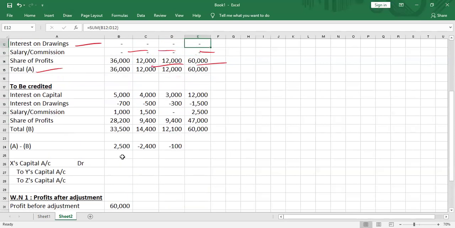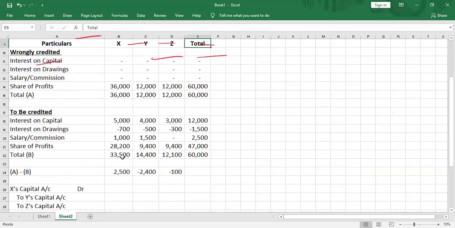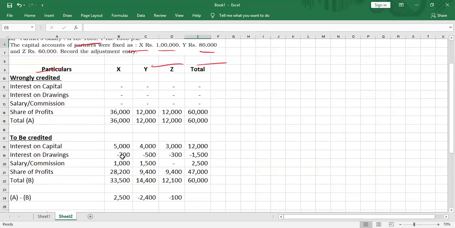Now after I do that, I do the total of B. Total of A is 36,000, 12,000, 12,000. Total of B is 33,500, 14,500, and 12,100. For X, he was wrongly credited 36,000, but he's supposed to be credited only 33,500. So A minus B for X is 2,500. For Y, 12,000 was wrongly credited, but he was supposed to have been credited 14,400. So he was credited short by 2,400.